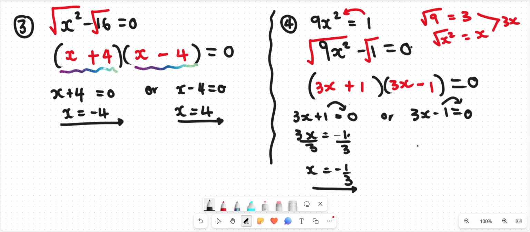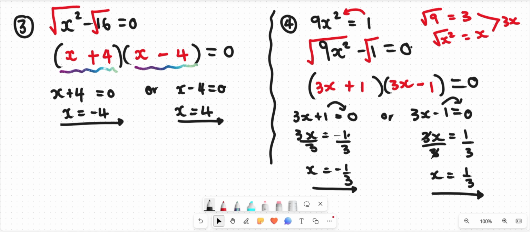If I take this one over, I get a positive 1 there, divide by 3, divide by 3, and so this one, x is equal to a third. And there we go. These are our two solutions of x for number 4.